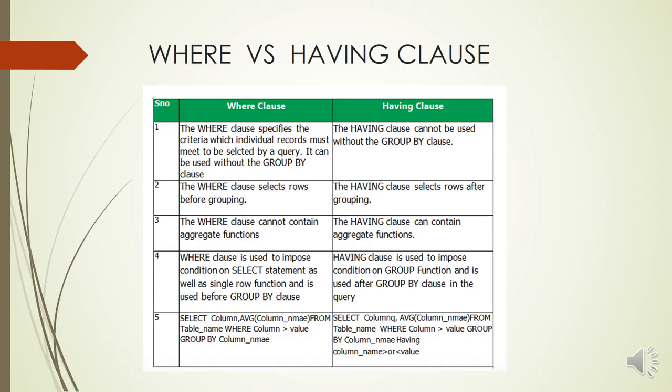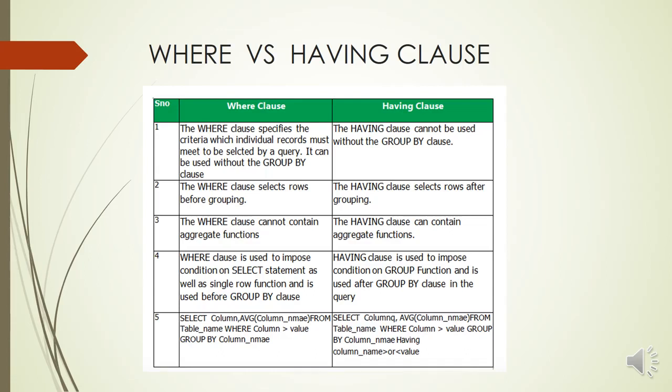The WHERE clause cannot contain aggregate functions. The HAVING clause can contain aggregate functions. The WHERE clause is used to impose conditions on the select statement as well as single row functions and is used before the GROUP BY clause. The HAVING clause is used to impose conditions on GROUP BY functions and is used after the GROUP BY clause in the query.